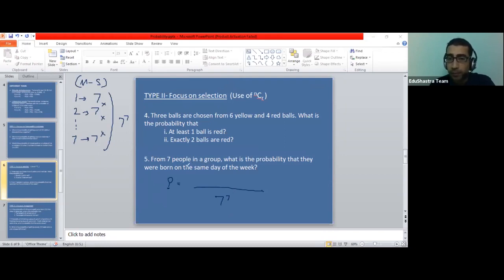What is the favorable outcome? Let me write that as F. Favorable outcome is all of them being born on Monday, or all of them being born on Tuesday, or all of them being born on Wednesday, and so on up till Sunday. So the first is born on Monday, the second also. So these are actually just 7 favorable cases. Monday for all 7, 1 favorable case. Tuesday, second favorable case. Wednesday, then up to Sunday, these are 7 favorable cases. My probability has to be 7 upon 7 to the power 7, which is 1 by 7 to the power 6.